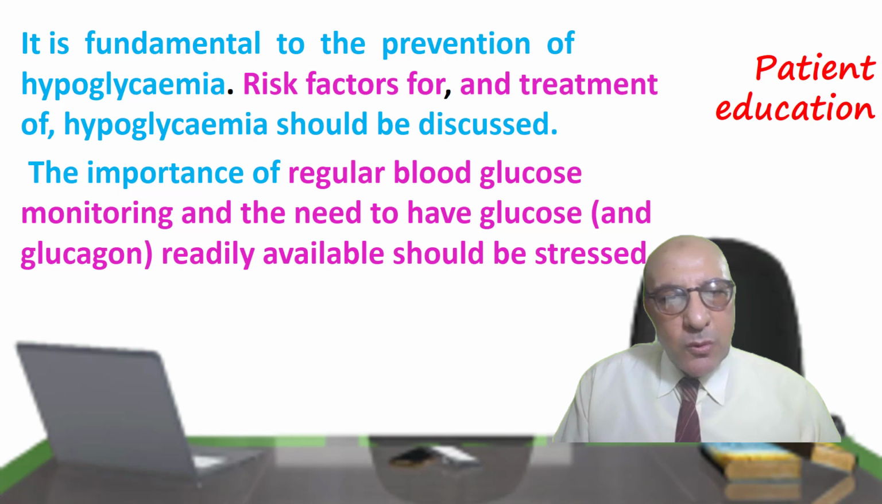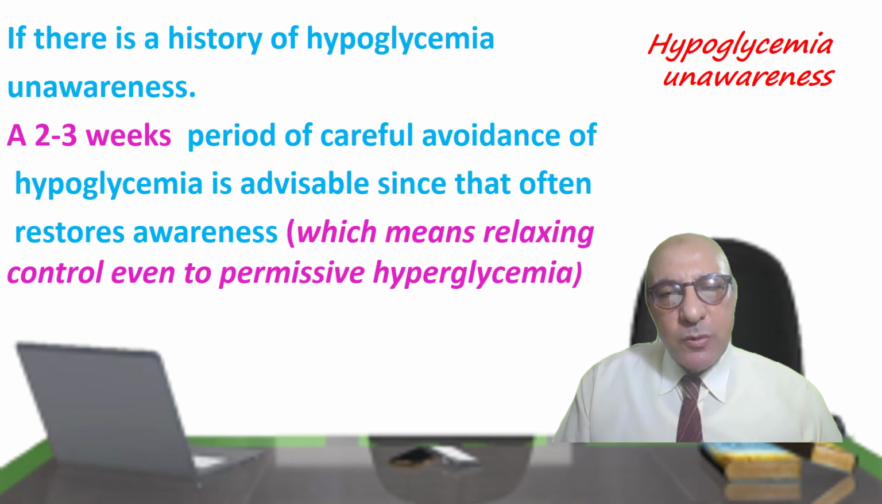The importance of regular blood glucose monitoring and the need to have glucose and glucagon injection readily available should also be stressed. If there is hypoglycemia unawareness, which we just discussed before, we should take some action, which includes a 2 to 3 week period of careful avoidance of hypoglycemia.